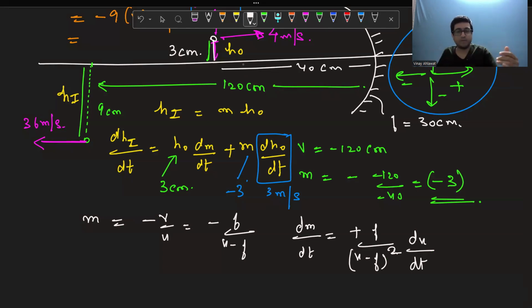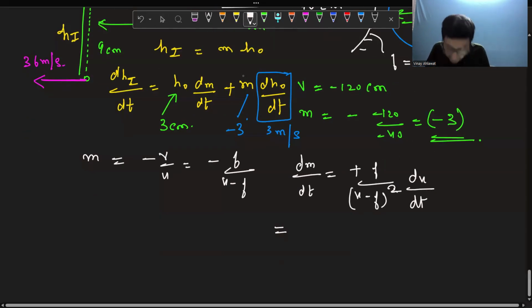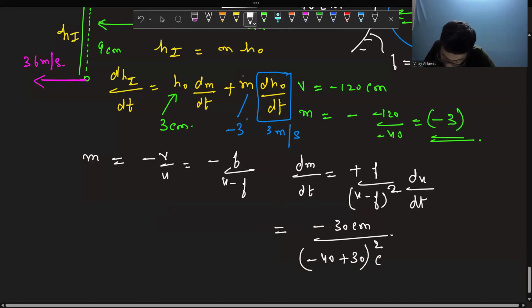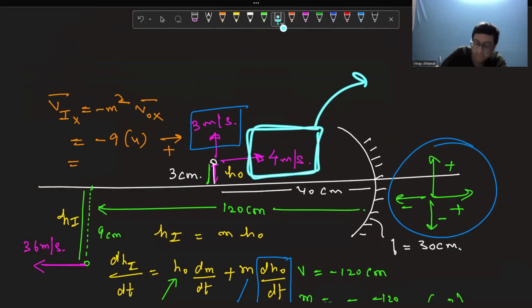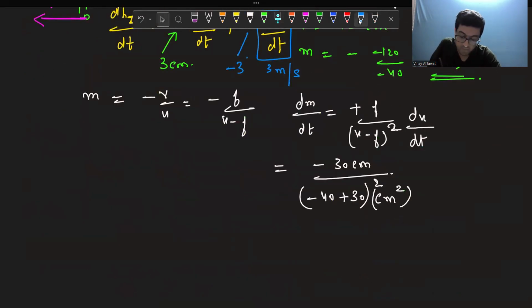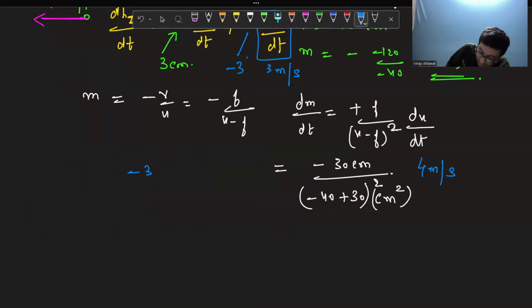What is f? Minus 30 centimeter. u minus f. u is minus 40, sorry, minus 40. u was minus 40, minus minus plus 30 whole squared into centimeter squared into du by dt. What is du by dt? du by dt is this 4 meter per second. So this becomes minus of 30 upon 100 into 4 meter per second upon centimeter.